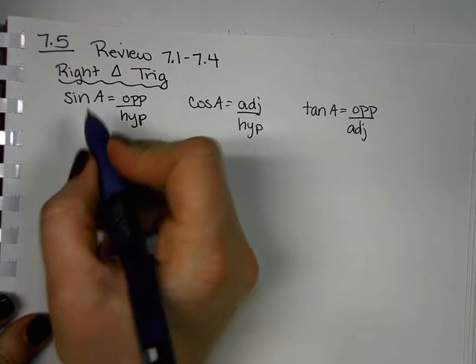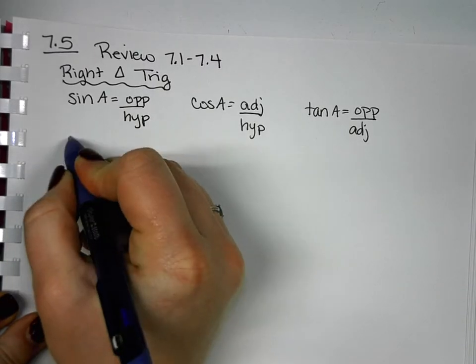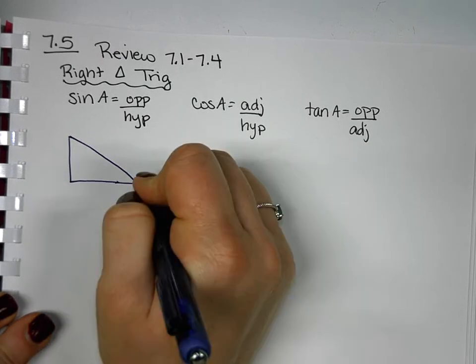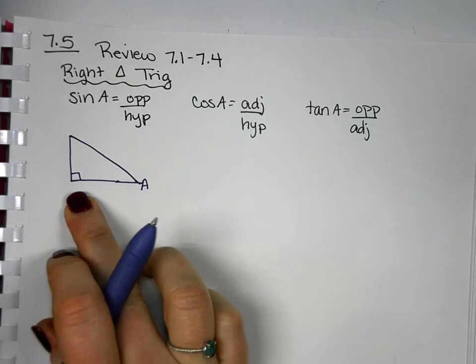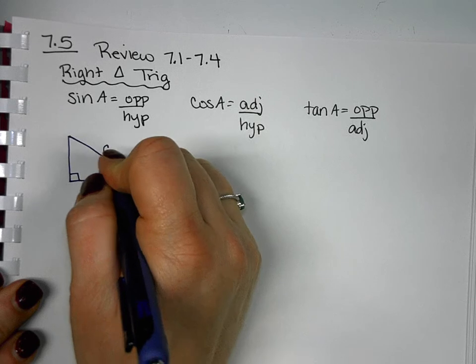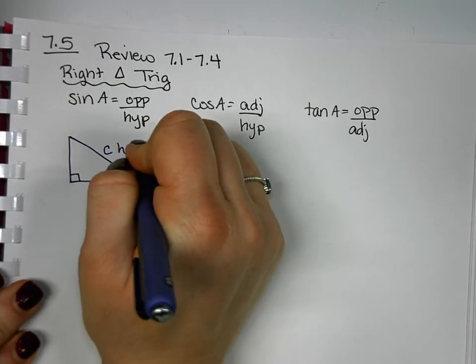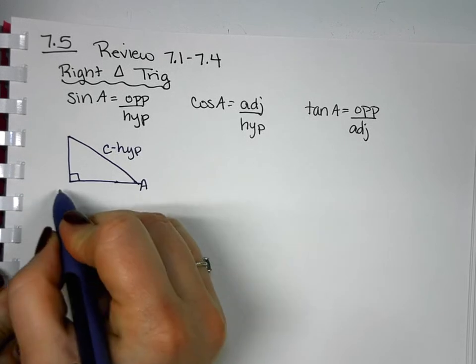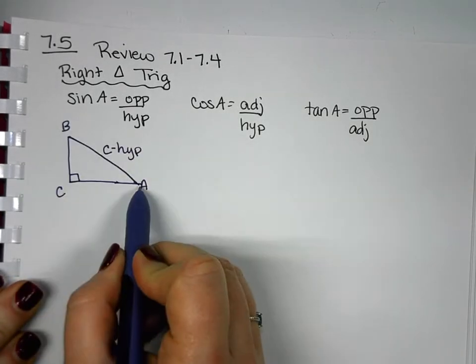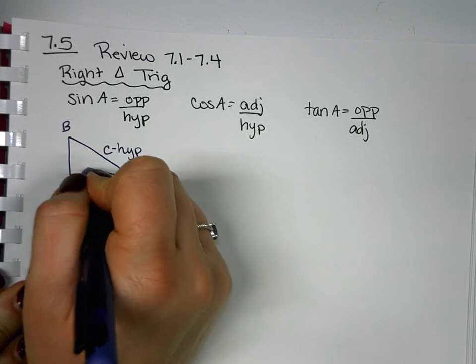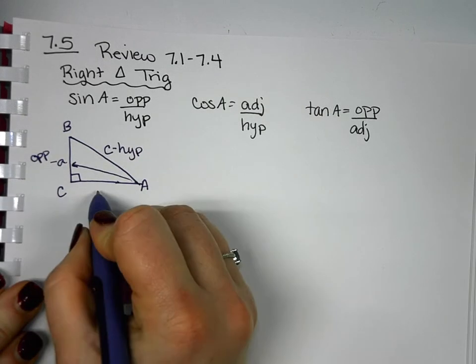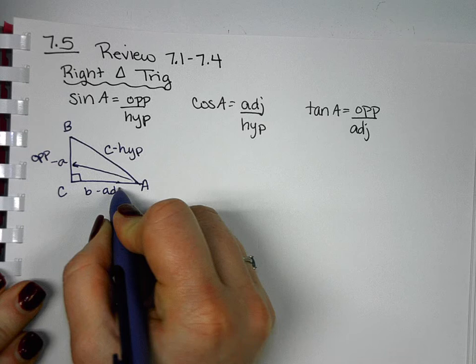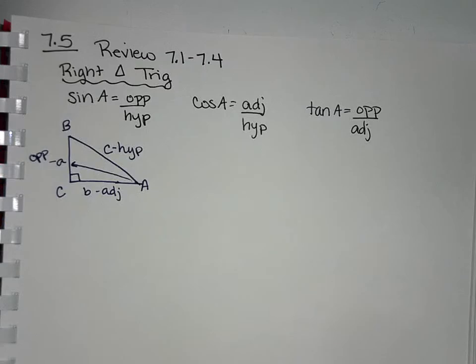So again, when you draw your triangle, how do you know opposite, adjacent, and hypotenuse? It's all relative to where your angle is. So if my angle A is over here, and I have my right angle here, your hypotenuse is always across from your 90-degree angle. Opposite, if we were to go across from A, so side A, that would be your opposite side. Adjacent would be the side that's right next to your angle. So that's how we can tell opposite, adjacent, and hypotenuse.